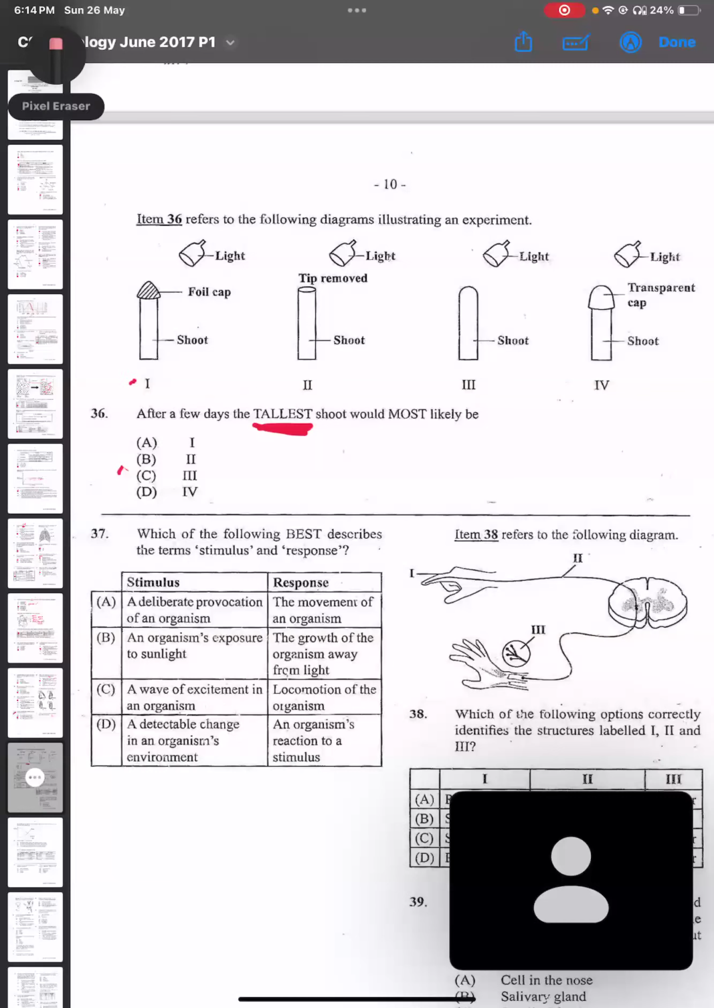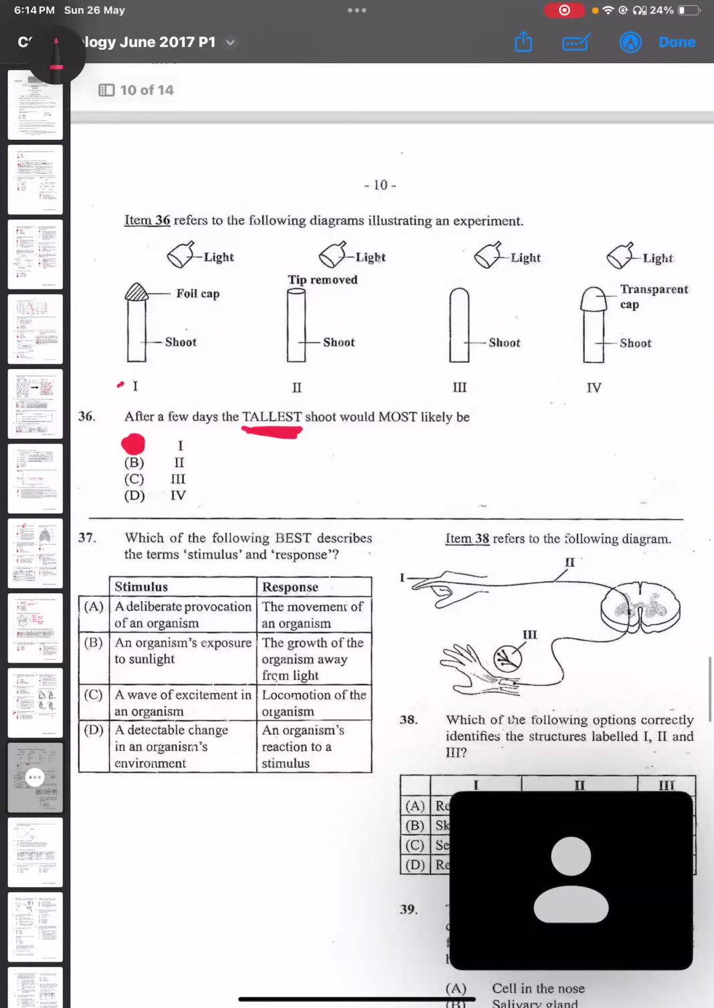A is your answer. Reason B, both of these would grow because you have a transparent cap, meaning that light can pass through it. And this one doesn't have any cap at all. However, when they're growing, they would grow in this direction in response to the light that is over here. So they would go and be curved.